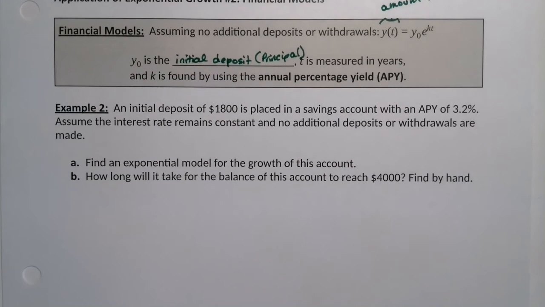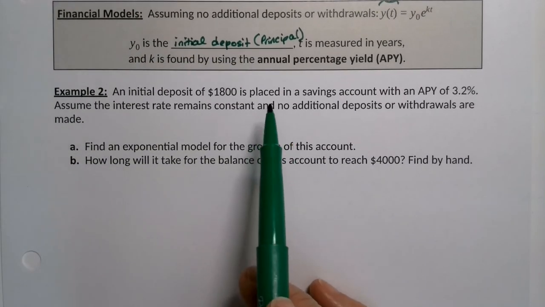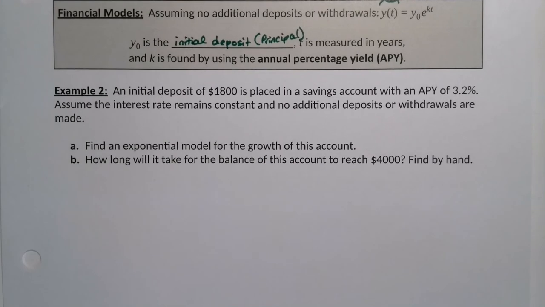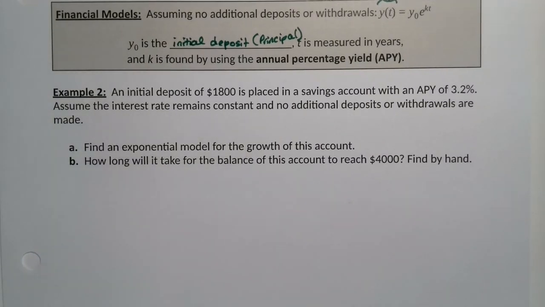All right, so let's do an example here. So we have an initial deposit of $1,800 is placed in a savings account with an annual percentage yield of 3.2%. Assuming the interest rate remains constant, no additional deposits or withdrawals, again, that would be kind of crazy, but pretend, find an exponential model for the growth of this account.